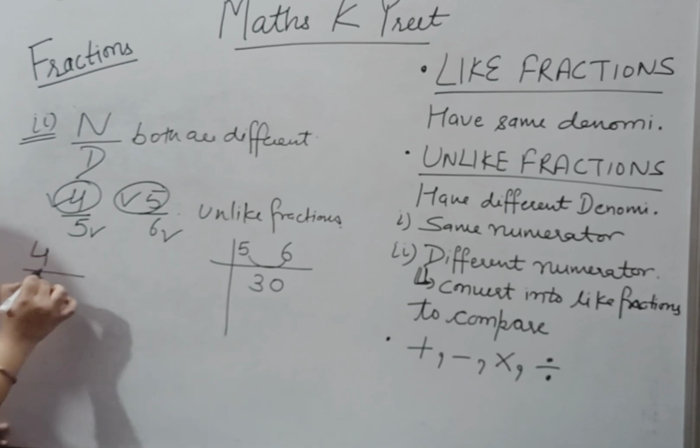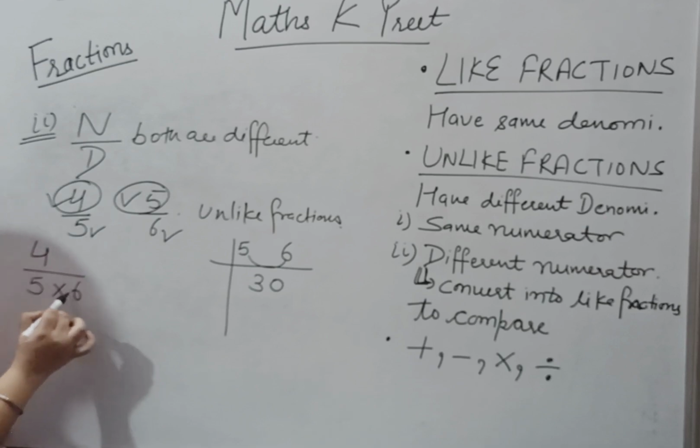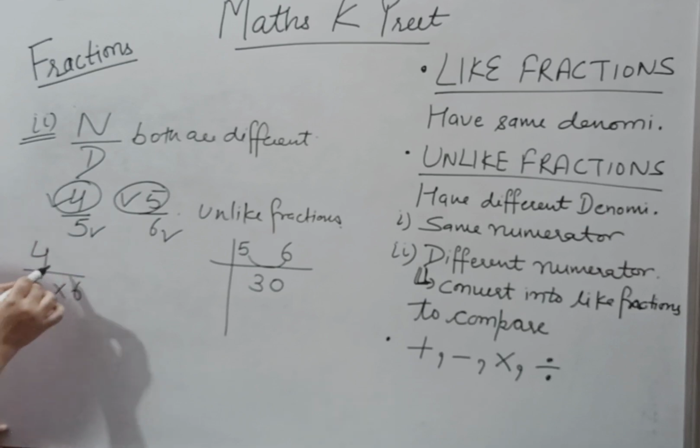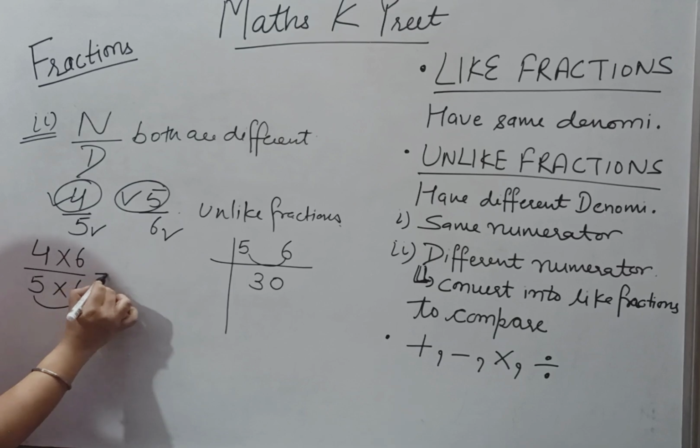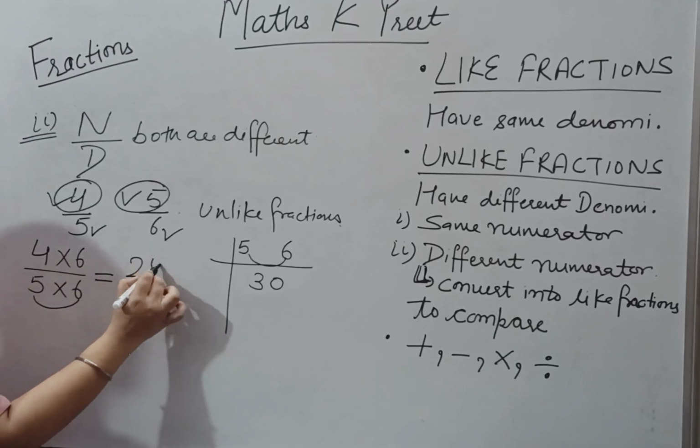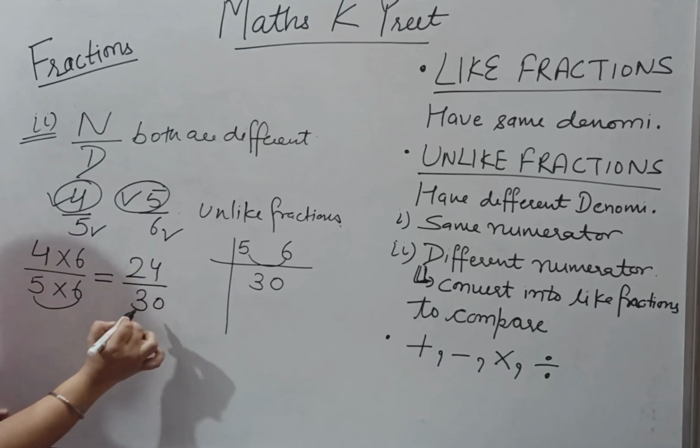So the first fraction is 4 by 5. We will multiply this 5 by 6 to make it 30. To balance the fraction, we will multiply the numerator with 6 as well. So we will multiply the numerator as well as the denominator by 6 just to make the LCM value in the denominator. So this fraction is 6 fours are 24 by 30.